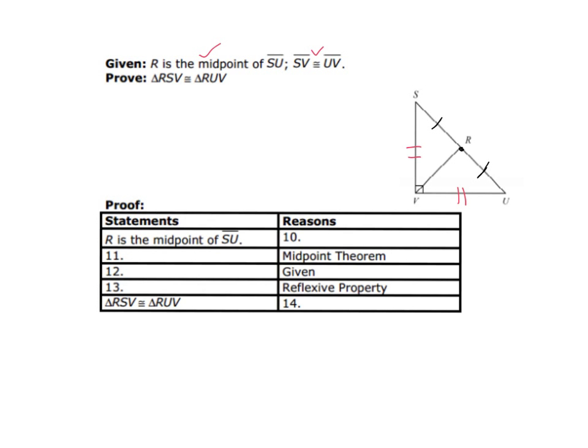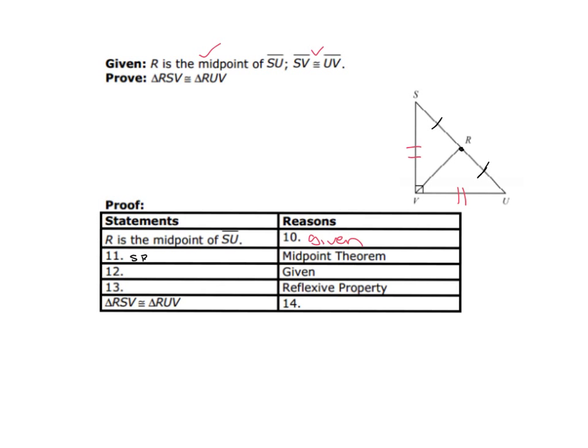Statement. First statement. R is the midpoint of SU. Well, the reason is pretty simple. It is given. So, next part is blank. And the reason is the midpoint theorem. Well, what did we prove is congruent because of the midpoint theorem?